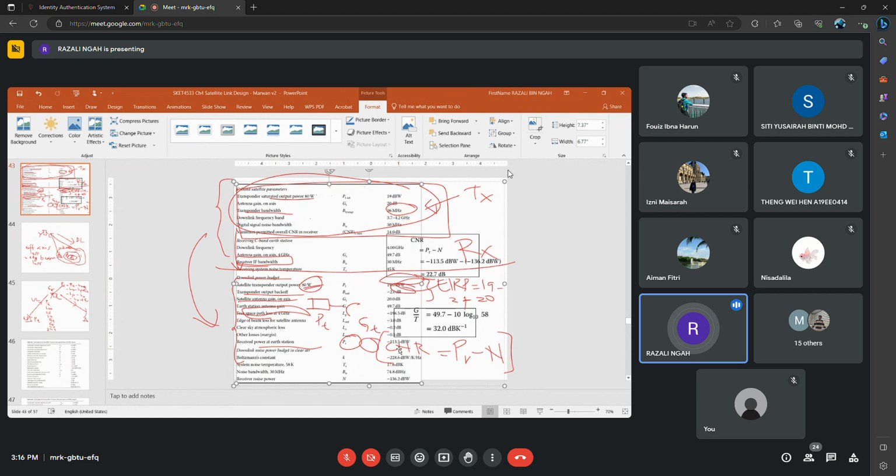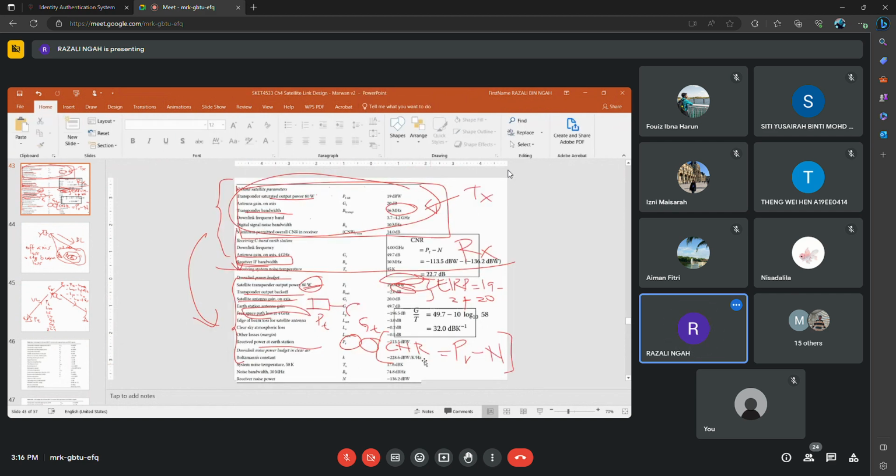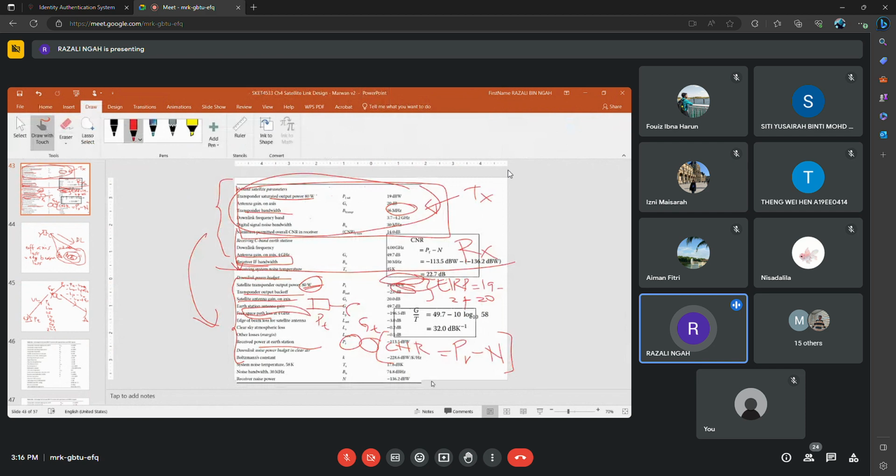Then in order to get a carrier to noise ratio, you have to determine the noise power. So K, Boltzmann constant. K normally you are given as 1.38 times 10 to the power of minus 23. So you 10 log that one, you will get minus 228.6. So this is a constant.